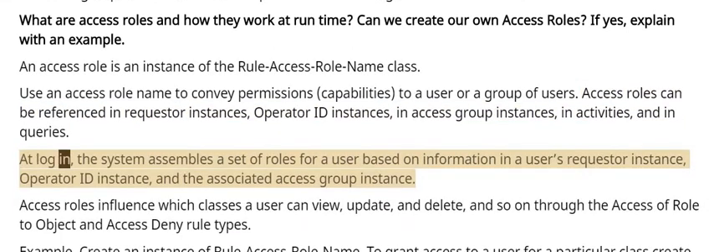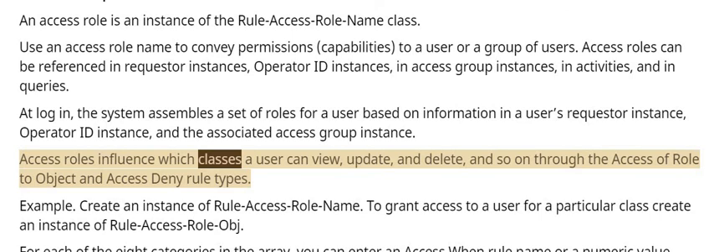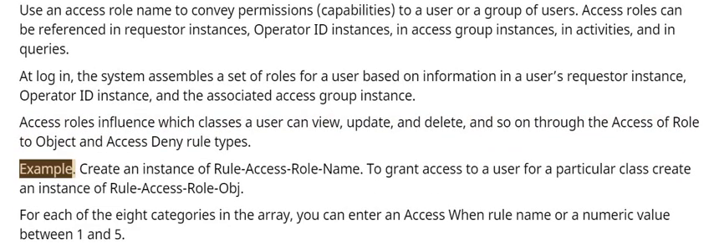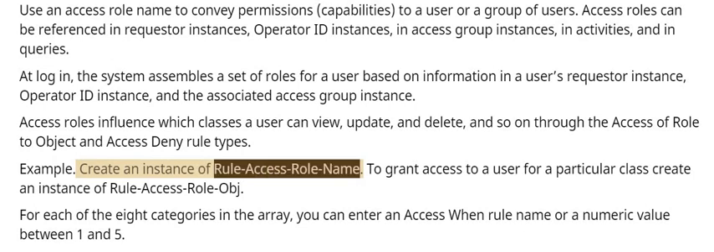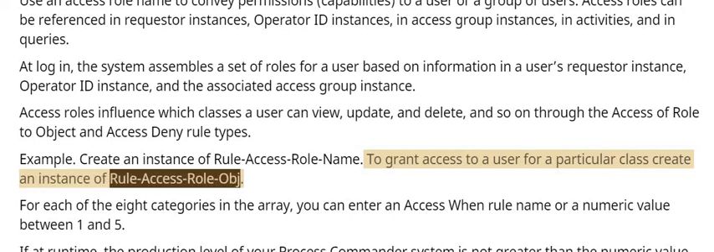At login, the system assembles a set of roles for a user based on information in the user's requester instance, operator ID instance, and the associated access group instance. Access roles influence which classes a user can view, update, and delete, and so on, through the Access of Role to Object and Access Deny rule types. Example: create an instance of Rule-Access-Role-Name. To grant access to a user for a particular class, create an instance of Rule-Access-Role-Obj.